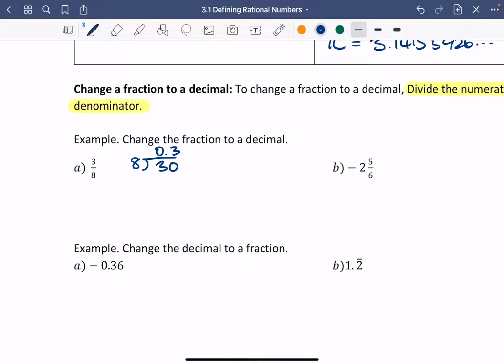8 going into 30 goes 3 times, so then we'll have 6 left. I'm going to add a 0 here. So 60. 7 times 8 is 56. And then we have 40 left, and 5 times 8 is 40. Okay, so 3/8 is the same as 0.375.